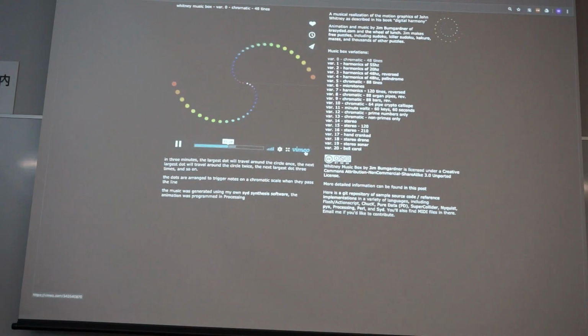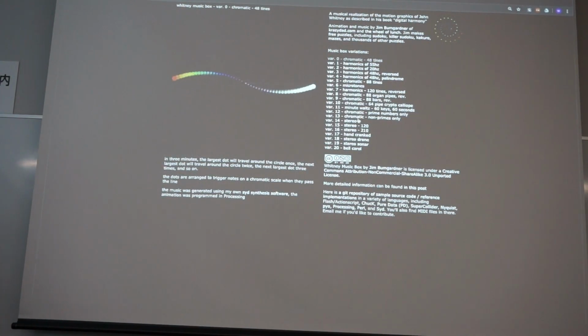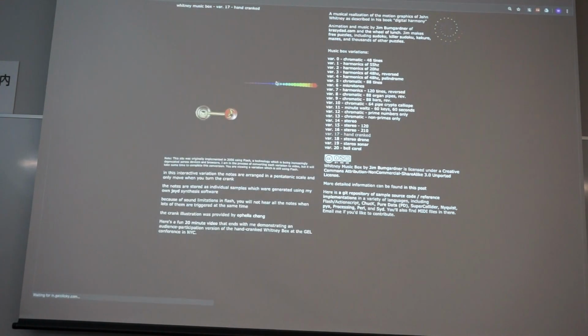Or if you don't like this, if you think this is too boring, we actually have some more interactive stuff, so you can do it by yourself with some interesting user interface. Okay. And let me go back to the slides.